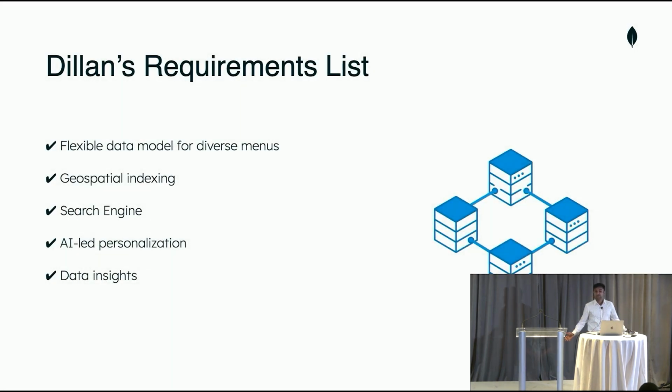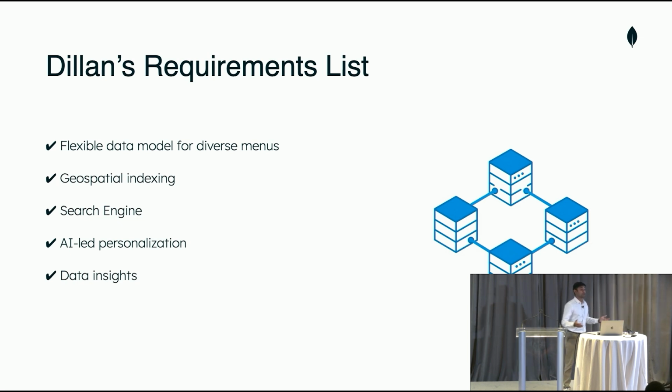So as Dylan is evaluating his tech stack, Dylan builds out a requirements list. Dylan is looking for something that has a flexible data model that can take in geospatial data, date types of data, object data, and many other such data types. Dylan also needs geospatial indexes to route users to restaurants.